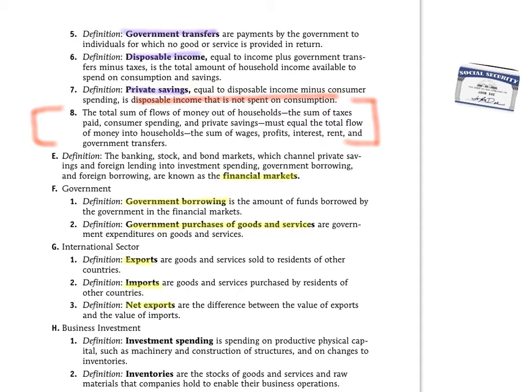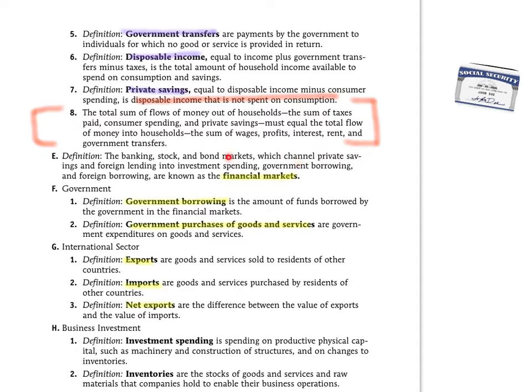This last part, number 8 here, is something you should pay attention to. Specifically, all of these things must equal the total flow of money. So whatever you spend, the private savings, and the taxes paid should all equal the wages, the profits, interest, rent, and government transfers. And we'll see those in class later on through our formula.